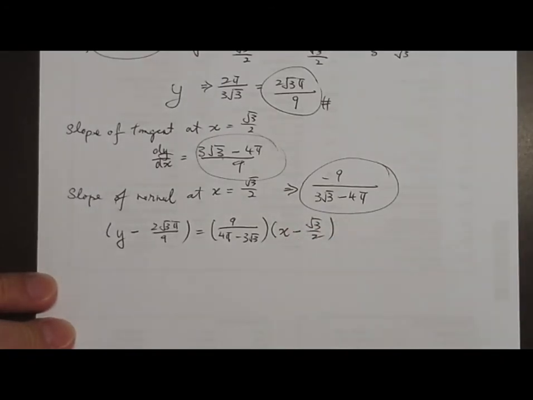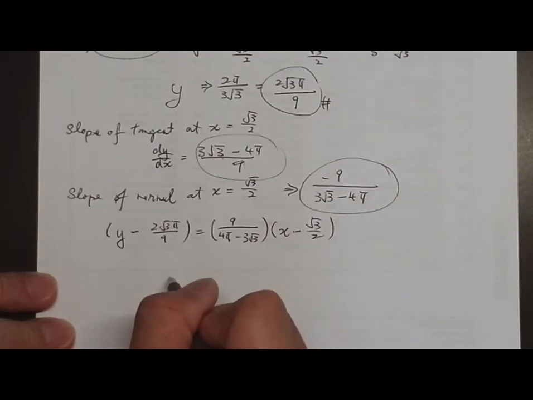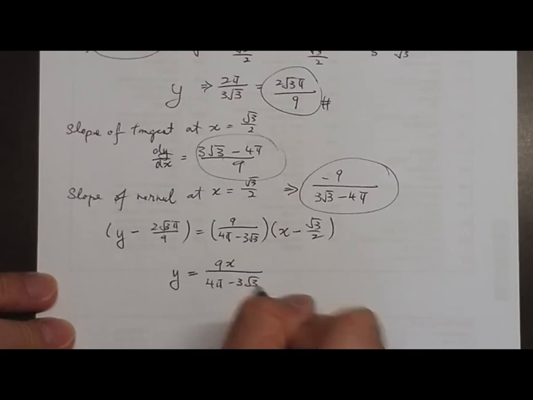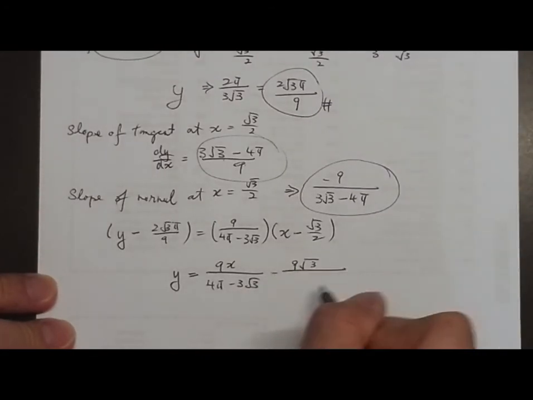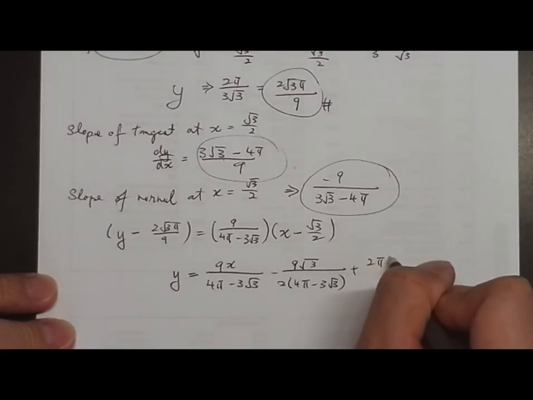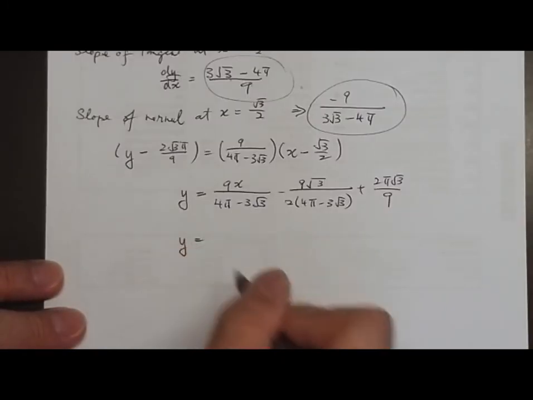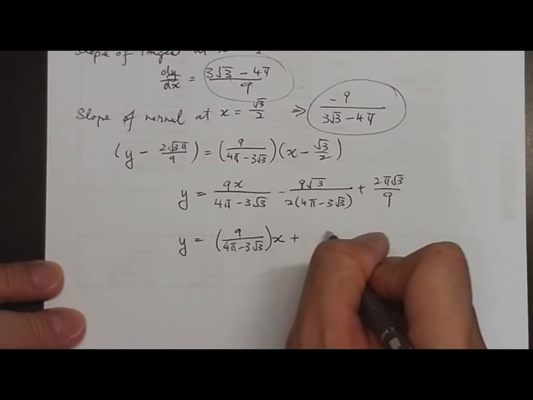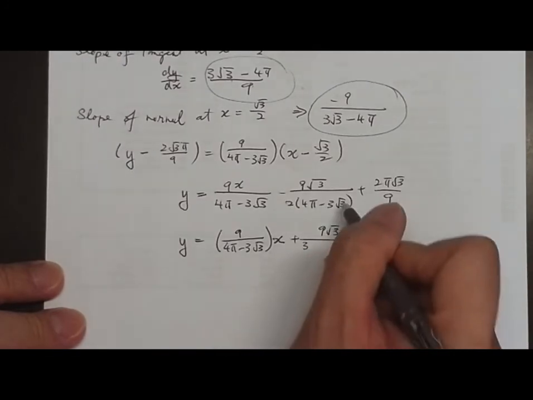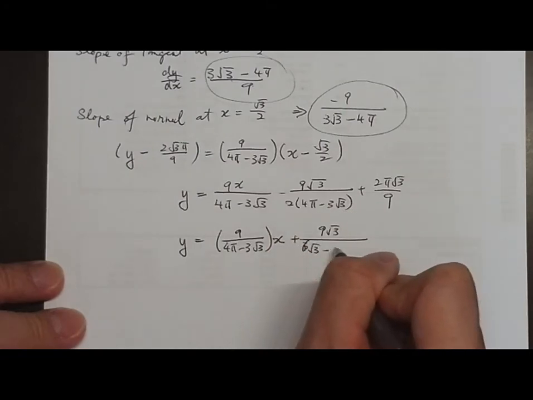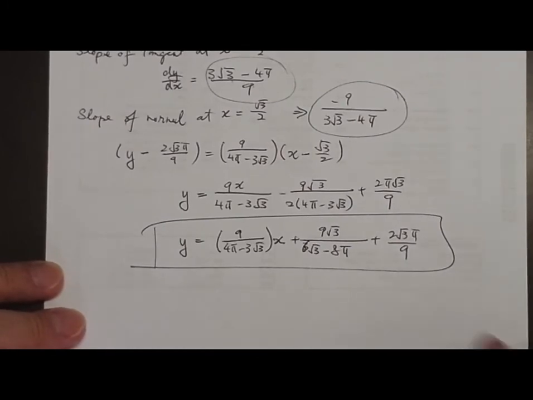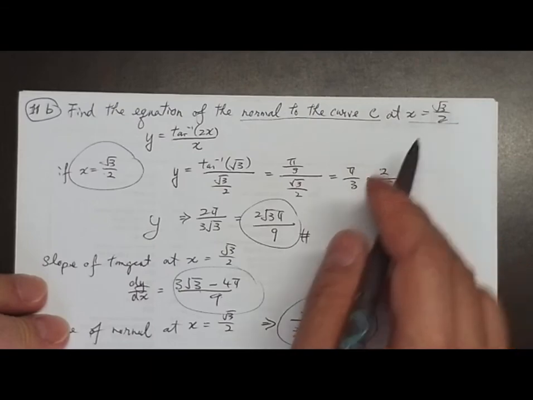root 3 over 2. And we take everything to the right hand side except y, so we got y equal to 9x over (4 pi minus 3 square root 3) minus 9 square root 3 over 2 times (4 pi minus 3 square root 3) plus 2 pi square root 3 over 9 here. And we expand it out, we got 9 over (4 pi minus 3 square root 3) multiplied by x plus 9 square root 3, this one is 3, 6 square root 3 here, we multiply 2 in, 6 square root 3 minus 8 pi plus 2 square root 3 pi over 9. This is the equation of the normal at the point x equal to square root 3 over 2.